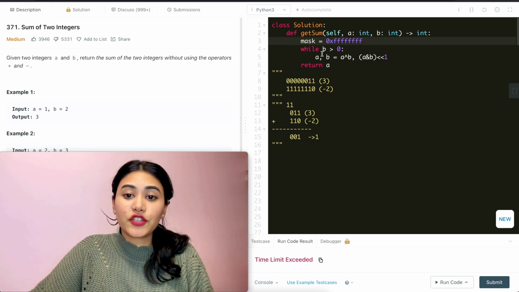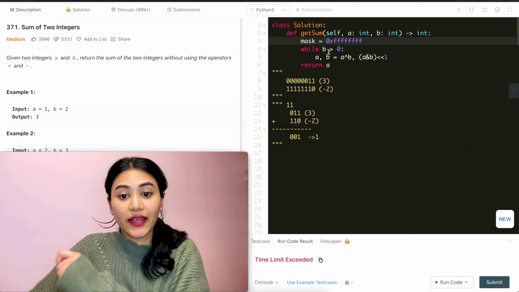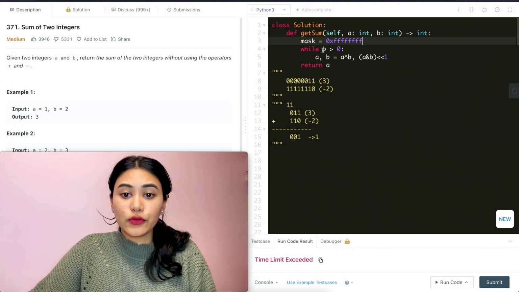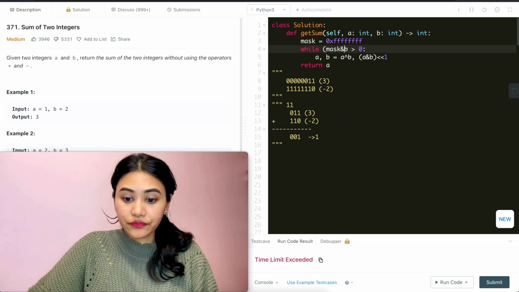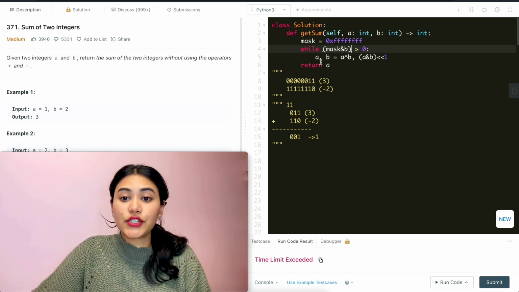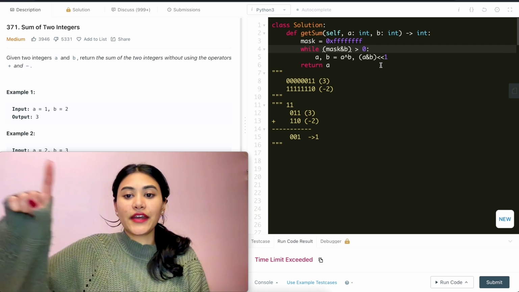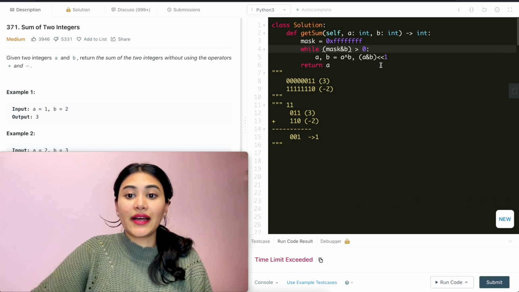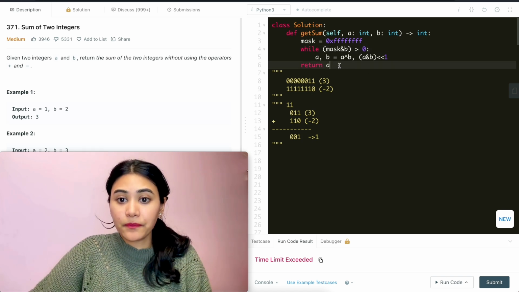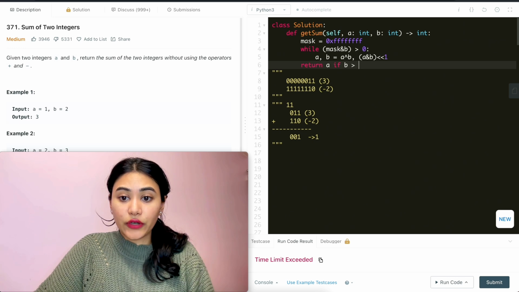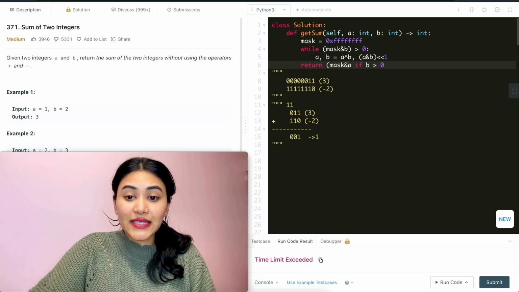So instead of checking while B greater than 0, because we could theoretically keep carrying on, right? What I'm going to do is check mask AND B. So the first 32 bits of B, if that is greater than 0, then we continue. If not, then I know we're just overflowing and I'm going to stop my while condition. And the same applies for the return, right? If B is greater than 0, then I want to return mask ANDed with A.